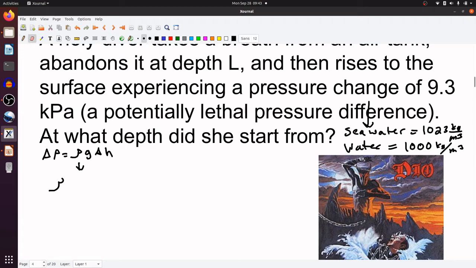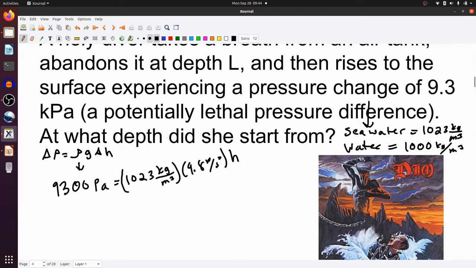So we'll say, okay, our change in pressure is, we'll just use absolute values. So 9.3 kilopascals, that's going to be 9,300 pascals, which remember is a Newton per square meter, equals the density of water, 1023 kilograms per cubic meter, and g, which is 9.8. So 9,300 divided by 1023, divided by 9.8, is only 0.93 meters.